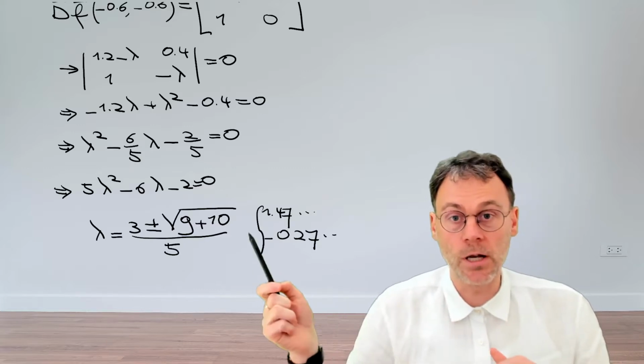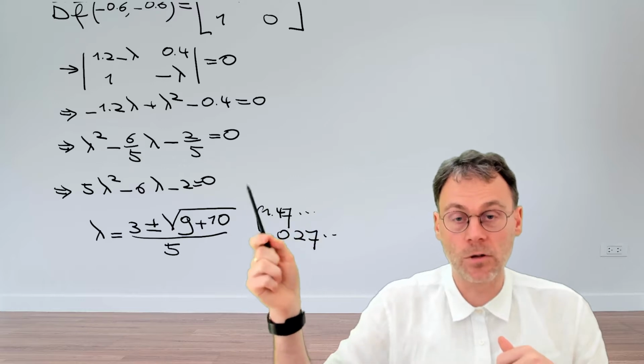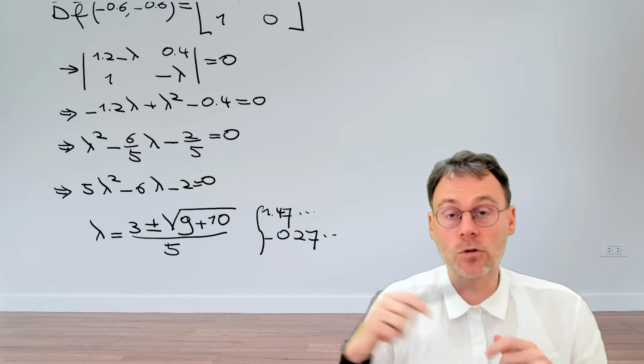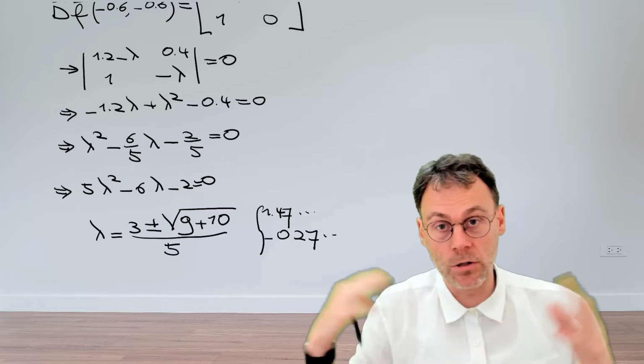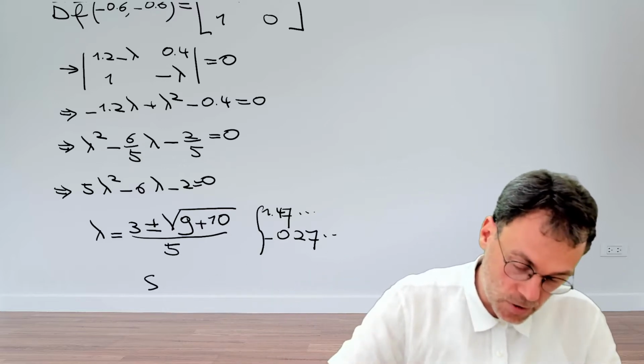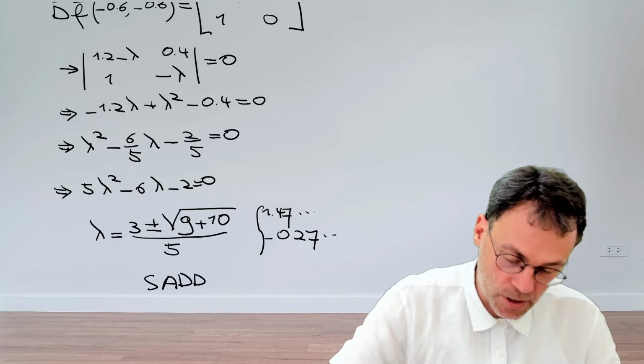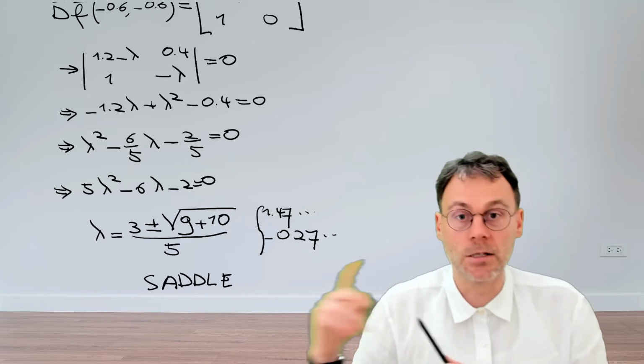The important part here is that one of those is in magnitude bigger than 1 and the other one is in magnitude smaller than 1. So one attracting direction, one repelling direction. That is of course a saddle point here. So the second fixed point is a saddle.